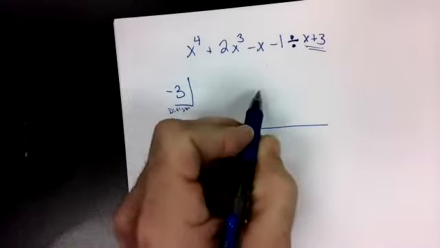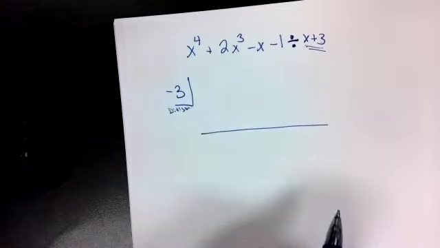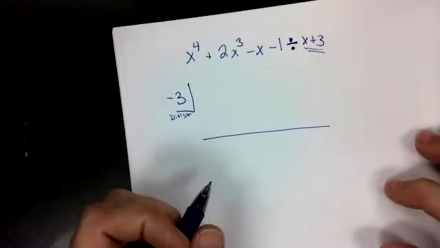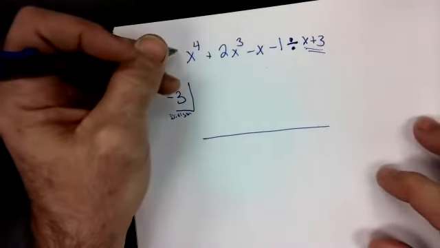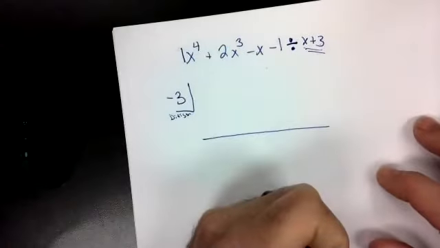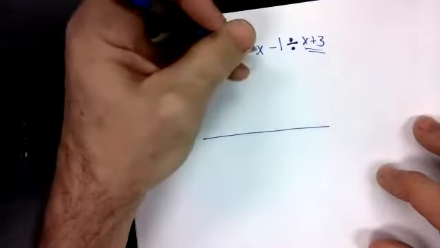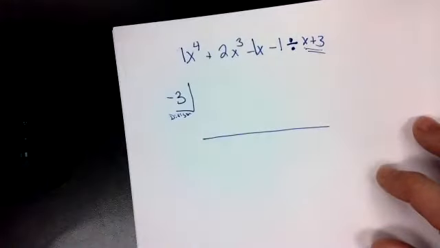Then we're going to put our coefficients of the dividend here. This one has a couple of things you really need to pay attention to. Remember, if you don't see a coefficient, for example, this x to the fourth, you don't see a number in front, it's automatically a 1. Similarly, this minus x is a negative 1.